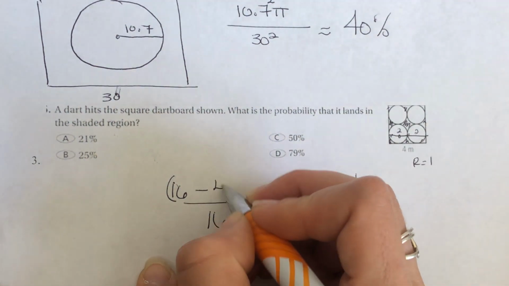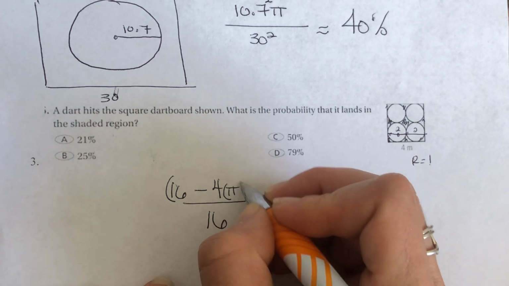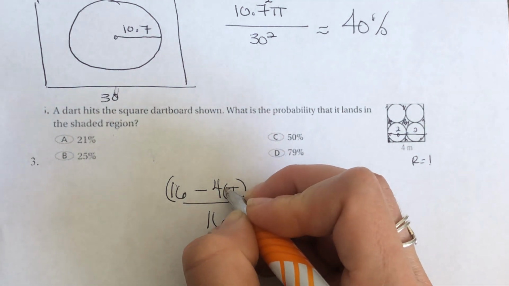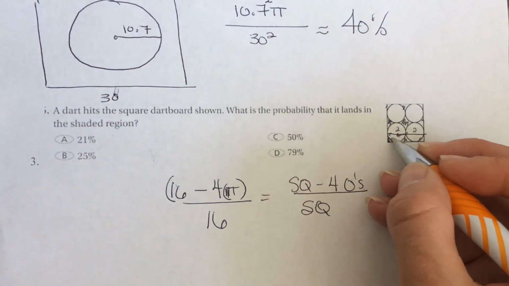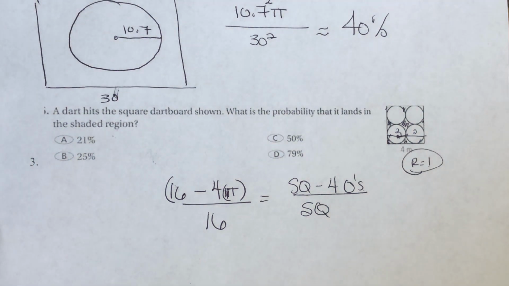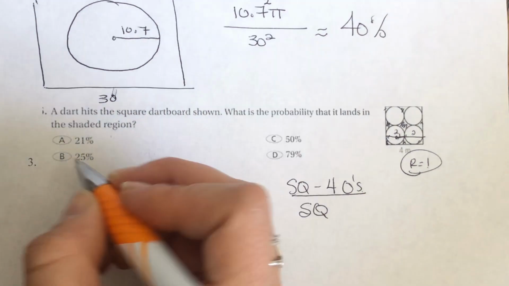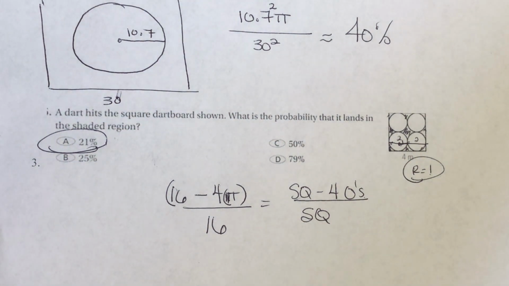You have 4 circles, so 4, the radius is 1, 1 squared is 1, pi, right? If you want, I'll just put that in there so you guys see. So it's 1 squared pi, because again, the diameter is 2, 2, 4, the radius is 1. So put that in your calculator. Let's see what we get. 16 minus 4 pi, divided by 16. You get about 21.4. So we get A.